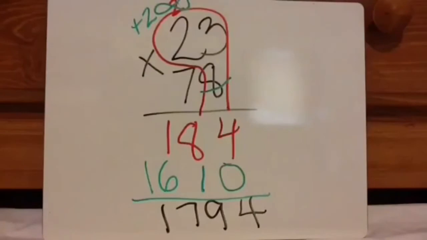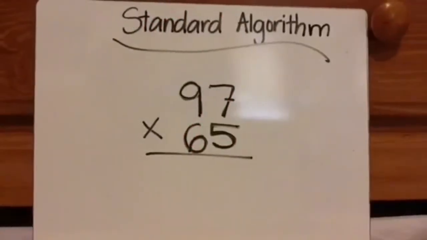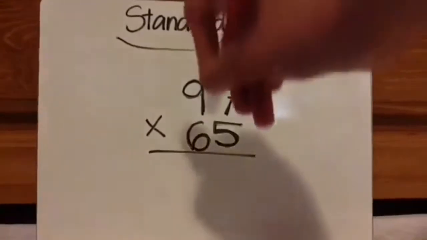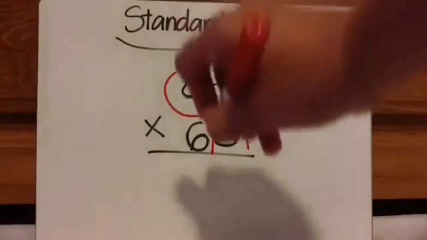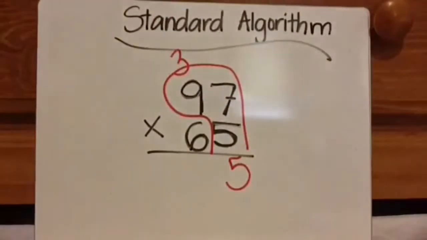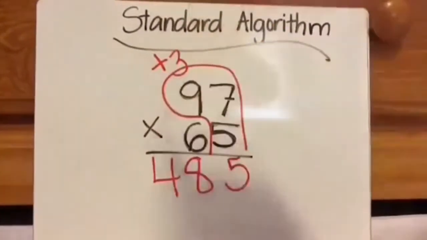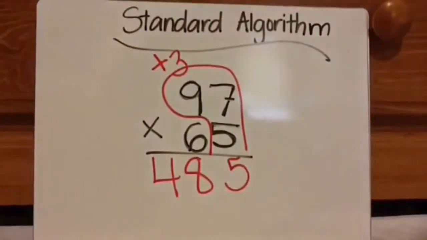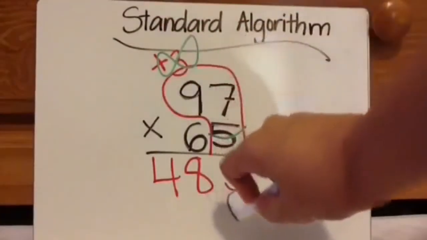Let's look at one more example and then you're going to do some on your own. Okay, let's look at 97 times 65. Step 1, draw the turtle and do 97 times 5. 7 times 5 is 35. Carry the 3. 9 times 5 is 45, plus the 3 is 48.